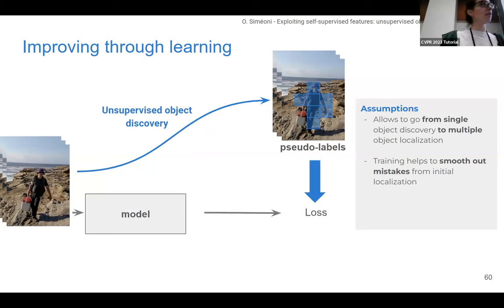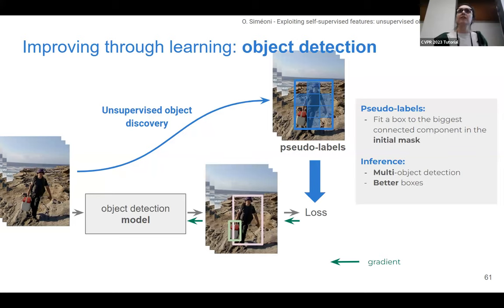So what many methods have proposed is to train a model by using those pseudo labels as pseudo ground truths to train the model that you want to produce. You might want, for instance, an object detection model. Instead, you can put Faster R-CNN or your favorite object detector, and use the pseudo labels as ground truths. Here, what you simply do is fit a box to the largest connected component in your mask. And by doing training, you can go to multi-object detection, and you also achieve better boxes.